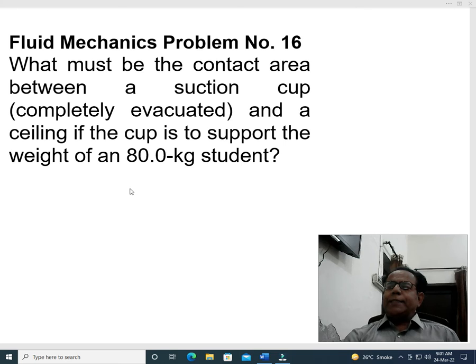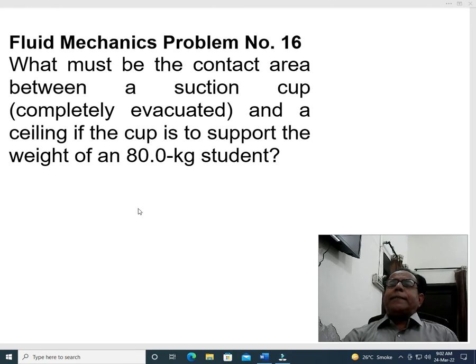This is our next problem number 16. Okay, fluid mechanics, problem number 16. As usual, we first come towards the statement. What must be the contact area? Okay, we have to determine area A.